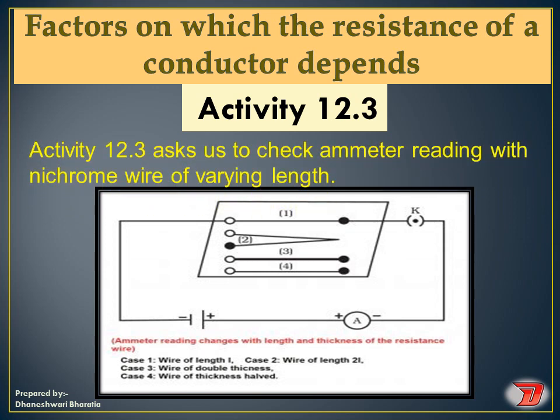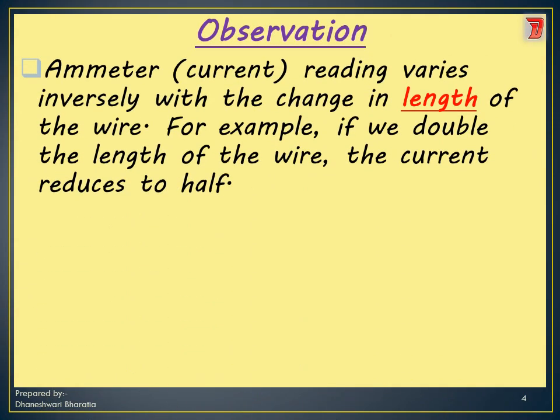This activity asks us to check the ammeter reading with nichrome wire of varying length, okay? I think in the fourth also the length of the wire or the thickness of the wire is halved, I don't know. Just go through the activity which is given in your textbook, okay? Let us see what happens.